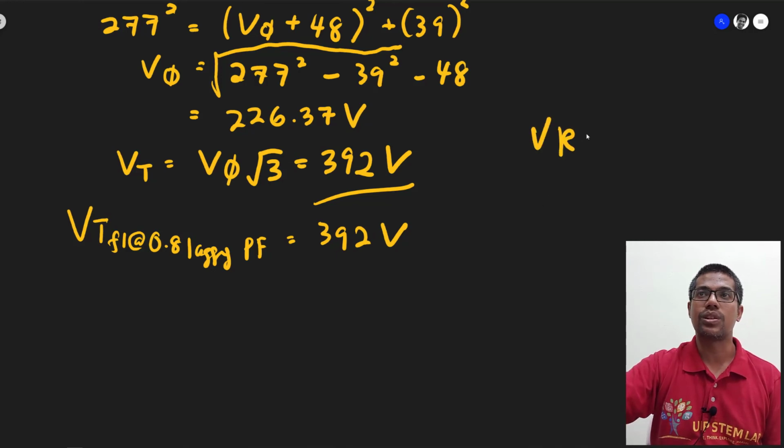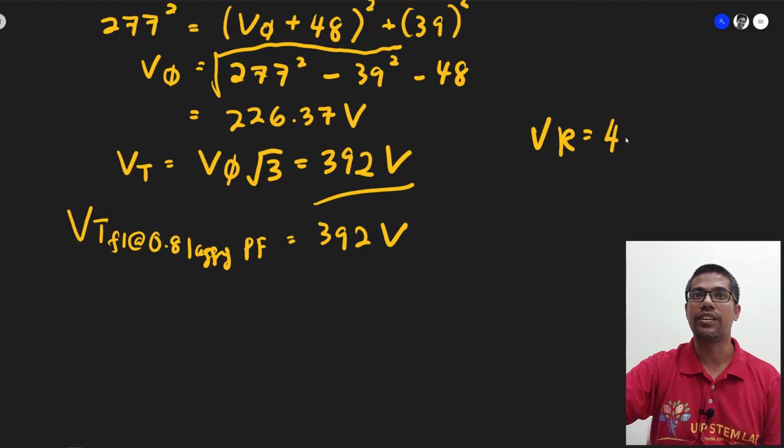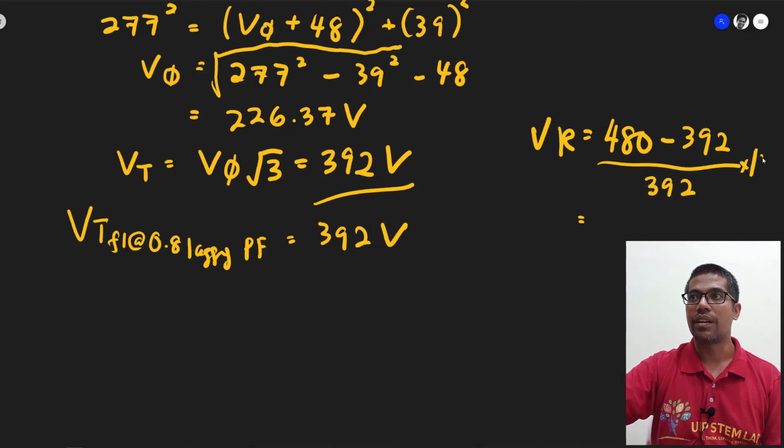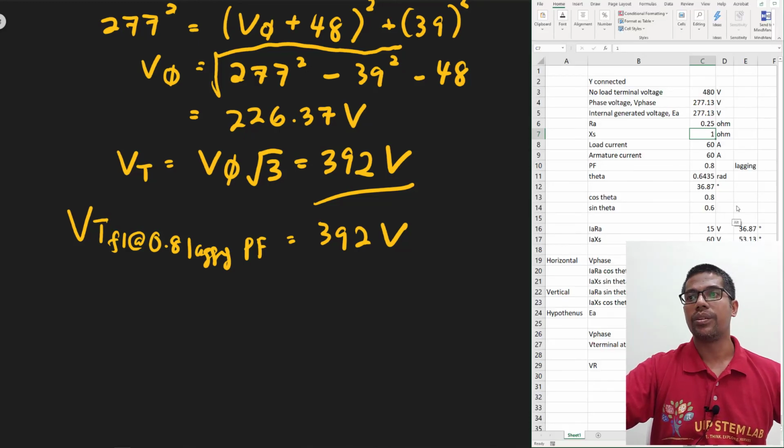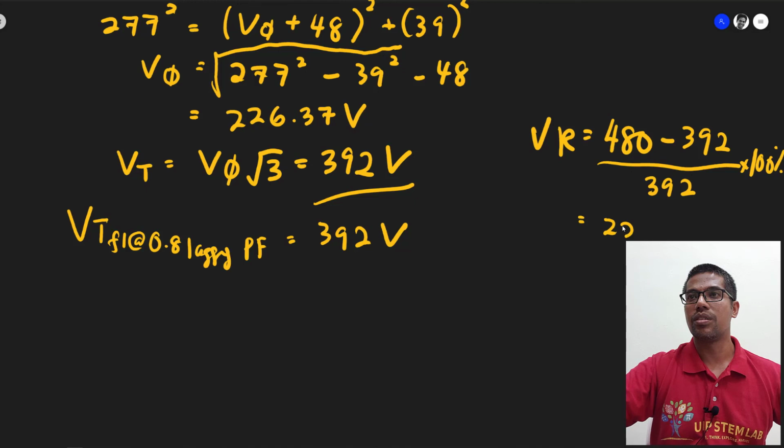Our next question is about VR. What's the VR? VR equals no load voltage 480 volt minus full load voltage 392, divided by full load voltage 392 volt, times 100%. You will get 22.42%.